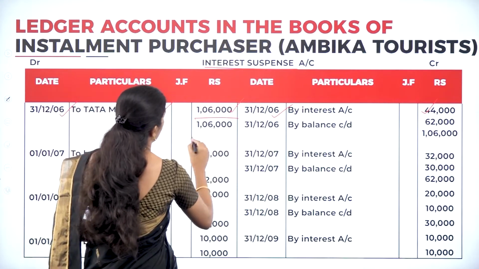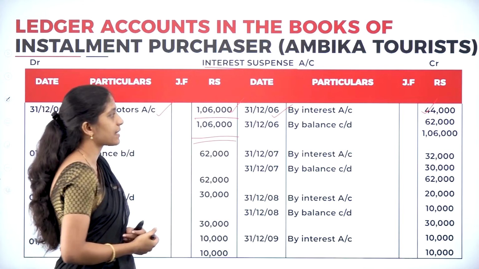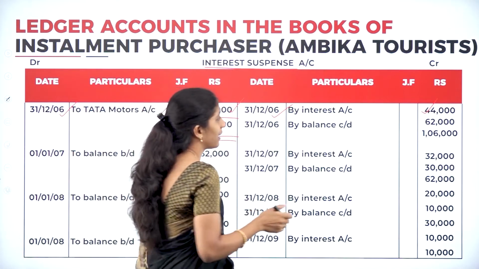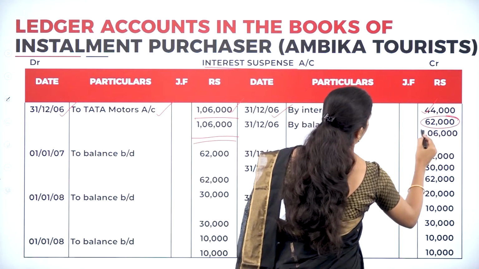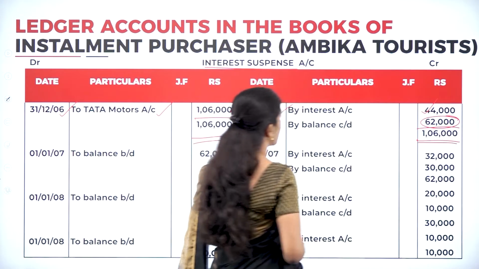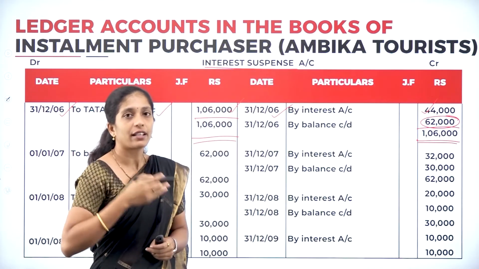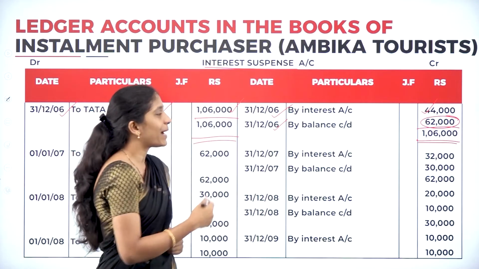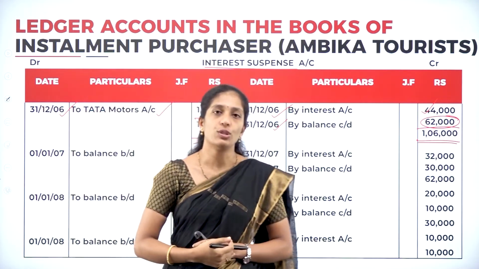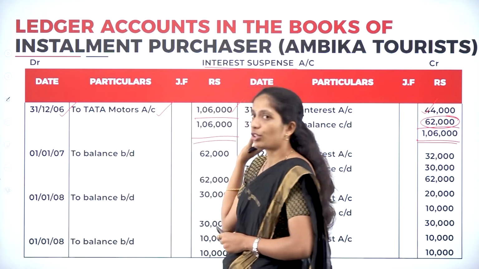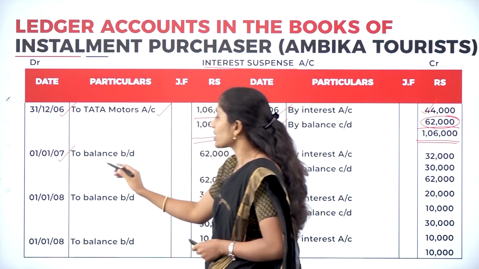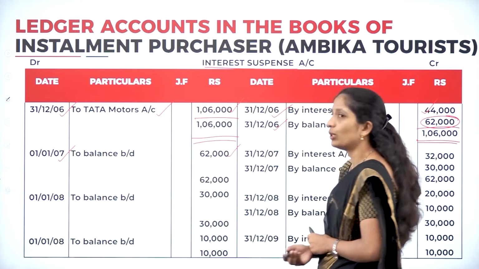Now what you will do is balance both the sides. When you balance, you will get 1,06,000 in the debit side, whereas in the credit side you will get a balancing figure of 62,000. Now 62,000 has to be carried down for the next year. That is 31st/12/06 by balance carried down 62,000. Now whatever amount you have carried down in the previous year, bring down that balance. 1/1/07 to balance brought down 62,000.